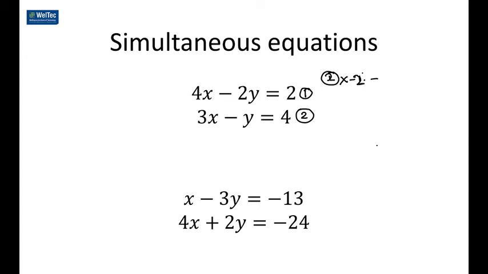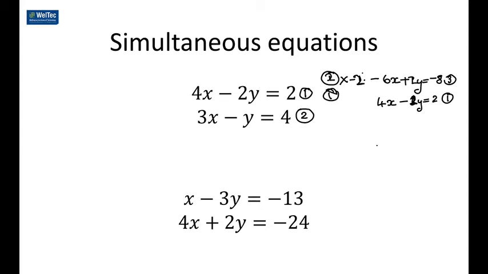Then we have negative 6x plus 2y equals negative 8. Now, if we rewrite 1, then we have 4x minus 2y equals 2. Now, if we rename this 3, this is still 1. That should be a 4. That's a 2.